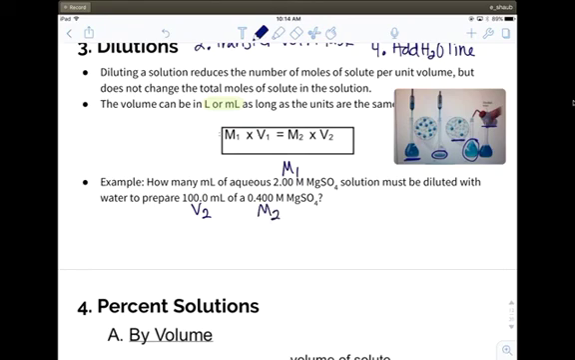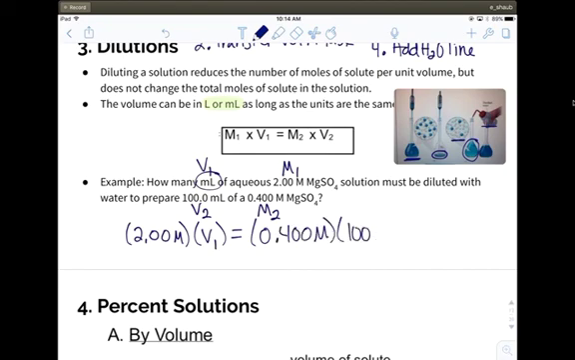So that is my new molarity. So I'm trying to find how much of that concentrated solution I need to make this new set of conditions. So if I go ahead and just plug in my values, I would have the 2.00 molar times V1, that's what I'm trying to find. I want to make it as a 0.4 molar solution, and I want to make 100 milliliters of that.